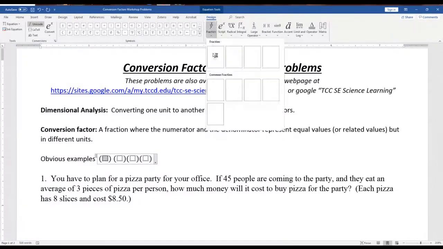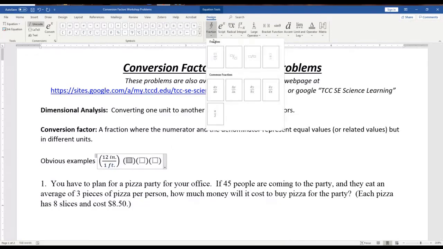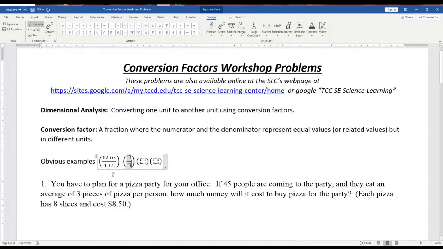One obvious example would be 12 inches is equal to 1 foot. So we know that 12 inches is equal to 1 foot. If we put 12 inches on top and 1 foot on bottom, that's a conversion factor. And here's the other thing. A conversion factor can always be flipped, because if the numerator is always equal to the denominator, you can always flip the conversion factor and use it in the inverse way, 1 foot on top, 12 inches on the bottom.